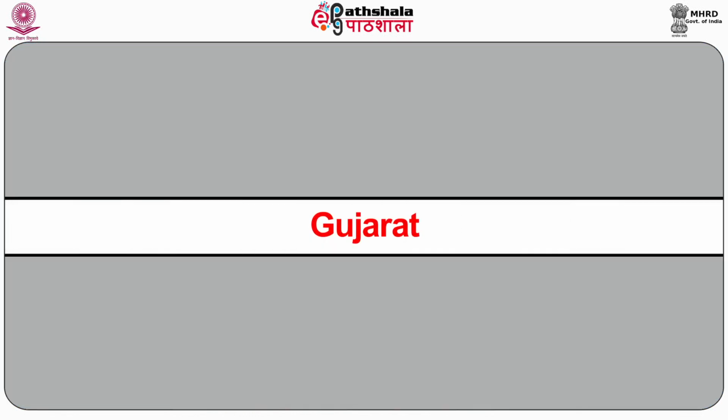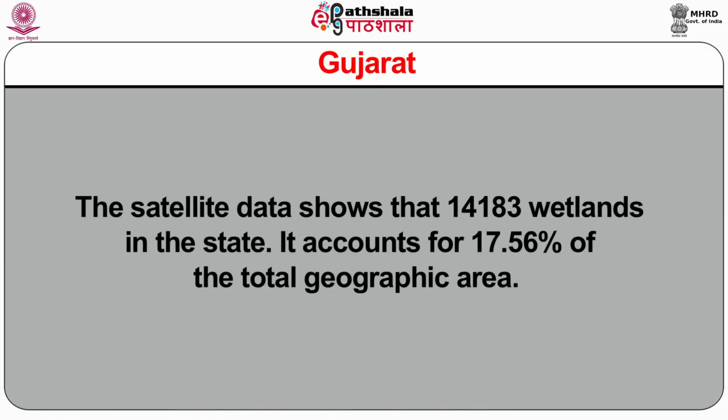7,711 major wetlands have been listed in the mapping process. 2.5% of the total geographical area is under wetland in Chhattisgarh.